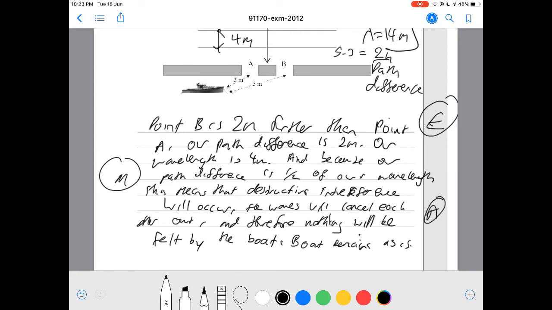But to get excellence, you need to link the path difference to the wavelength. The 2 meters is half of 4 meters, so the wave crest is going to interfere with the wave trough, and because the wave crest is interfering with the wave trough, they'll cancel each other out, and therefore there are no waves, and the boat remains calm, or remains still. Linking all 3 of these points will get you the excellence grade.